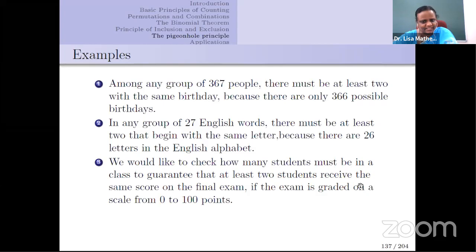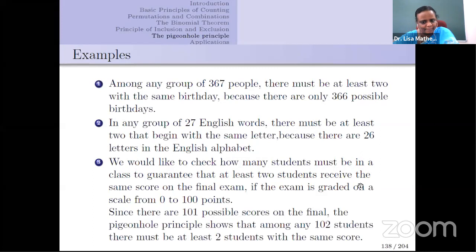Again, we would like to check how many students must be in a class to guarantee that at least two students receive the same score in the final exam, if the exam is graded on a scale from 0 to 100 points. Now, what are the different marks that you can get? 0, 1, 2, 3, up to 100. So, there are how many different possibilities? I have 101 possibilities. And therefore, if I want to make sure that at least two students receive the same score, then there should be one more student than the number of possible marks. And so, if I have 102 students, then there must be at least two students with the same score.